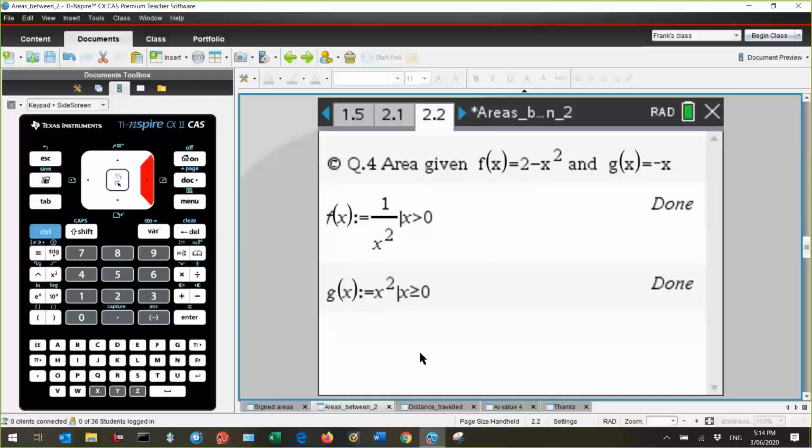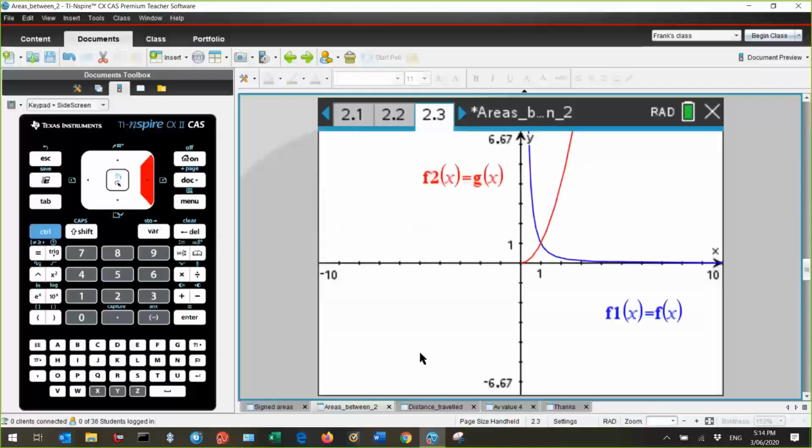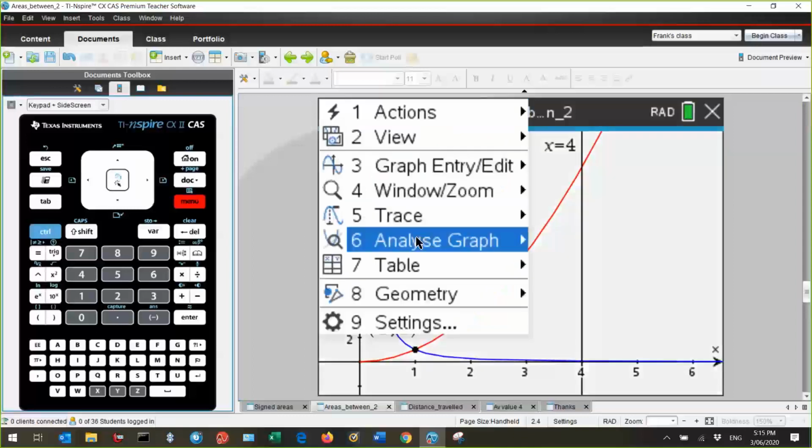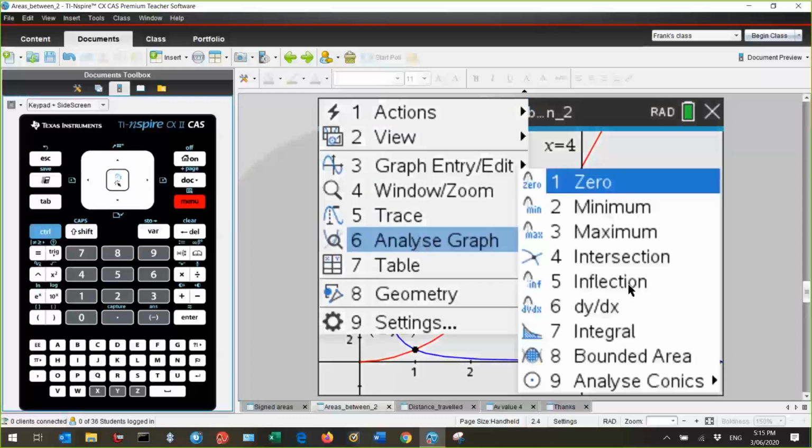So the first thing to do after defining the 2 functions, always get a graph to see what it looks like. So that's what the graphs look like. I've adjusted the window. Okay, so let's first of all find the bounded area in this application. So Menu, Analyze Graph, Bounded Area.